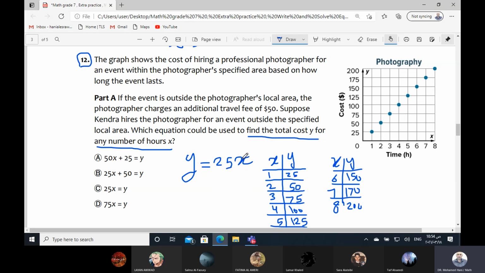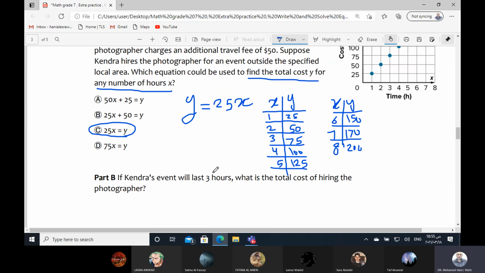Listen, suppose x is 1, 1 times 25, 25. Suppose x is 2, 2 times 25, 50. Suppose x is 3, 3 times 25 will be 75. Suppose x is 4, 4 times 25 will be 100, etc. So which one is the true solution here? Which equation is the right equation? A or B or C or D? C. So this is the right equation.